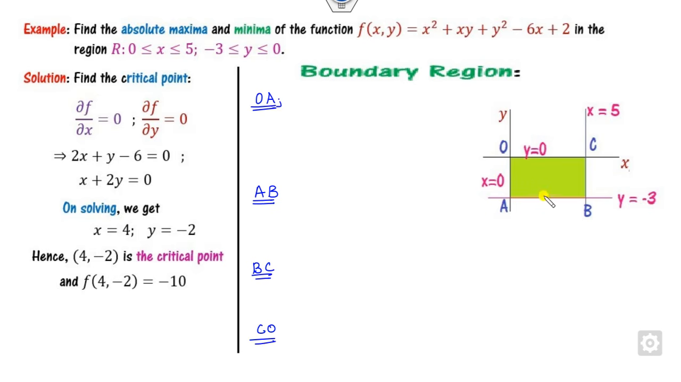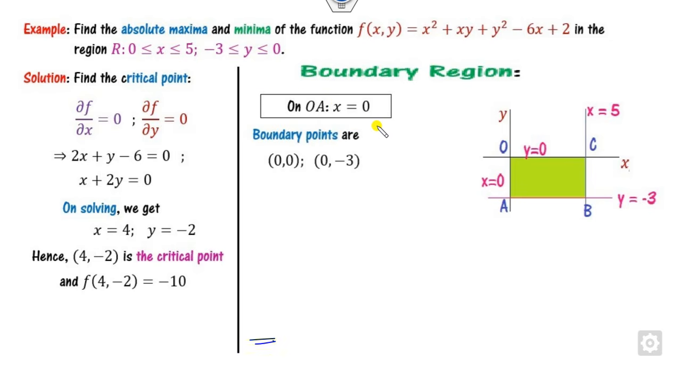On the line OA, x is 0. Fine. So we can substitute here. You will get the function of y. So that is y squared plus 2, since x is 0, and the other terms are 0.